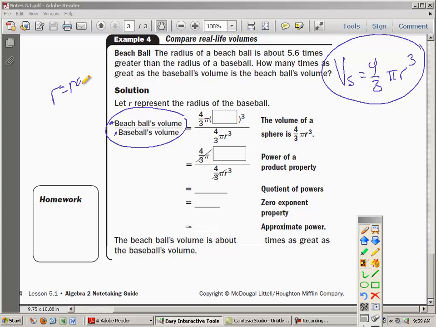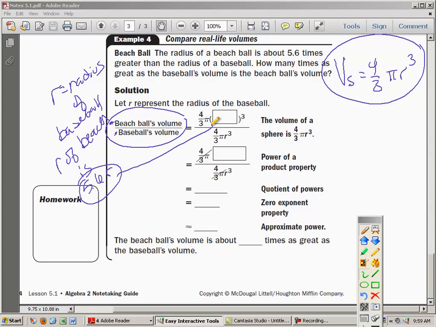So if r equals the radius of a baseball, then the radius of the beach ball is 5.6 times r. And so we're going to plug that in right here, 5.6 times the radius of the baseball, where r is some arbitrary radius of that baseball. Now we don't know the actual radius of that. Again, we're just going to get the number of times larger it is.